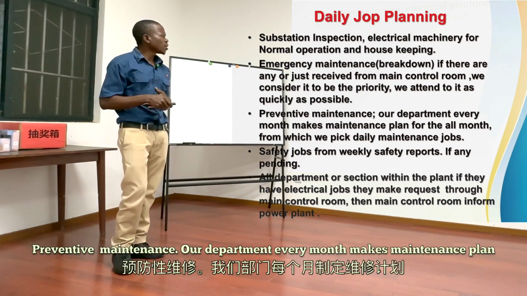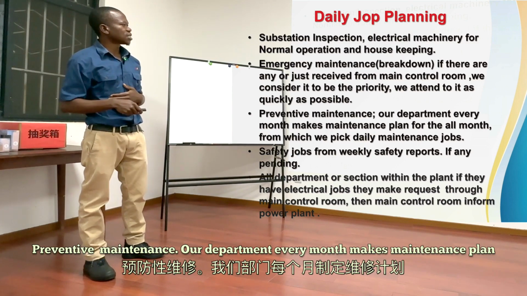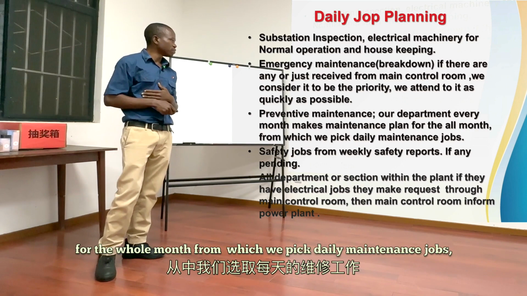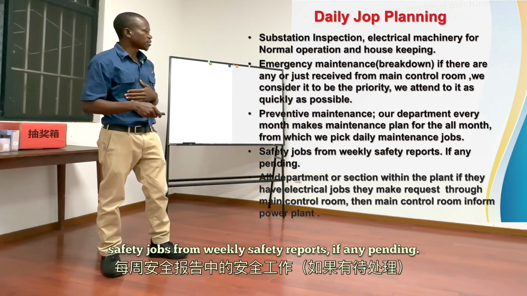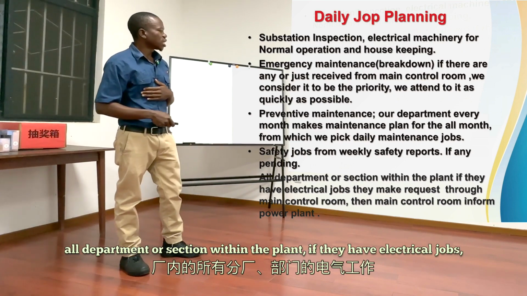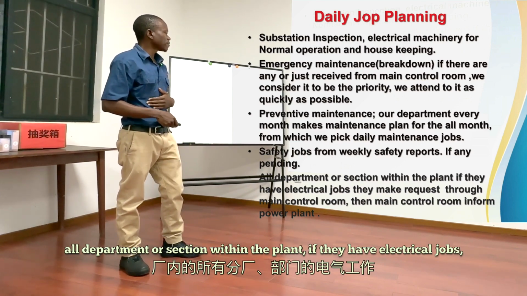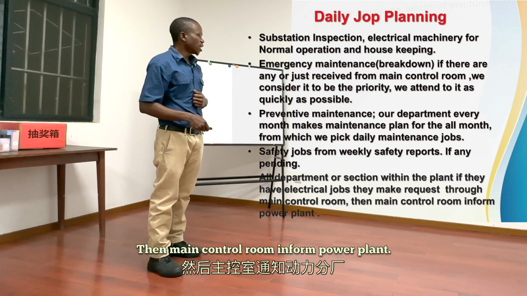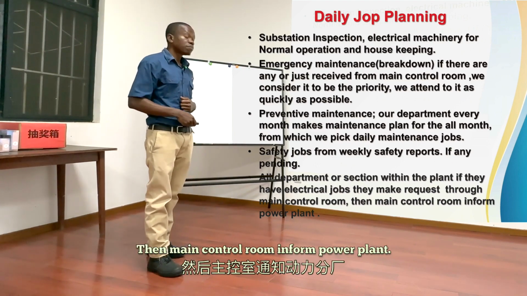Preventive maintenance. Our department every month makes a maintenance plan for the whole month, from which we pick daily maintenance jobs, safety jobs from weekly safety reports, if any are pending. All departments or sections within the plant, if they have electrical jobs, they make a request through the main control room. Then the main control room informs power plant.